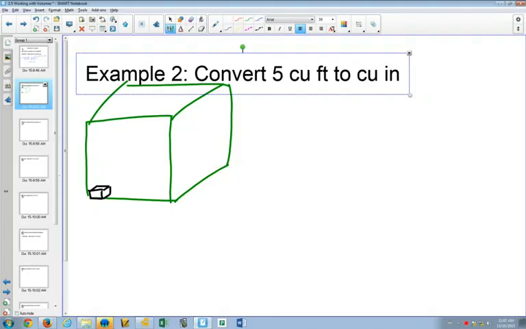So now we're going to go to our formula sheet and see, is there a conversion between cubic feet and cubic inches? Yes. Where is it? It's under volume. We see that 1 cubic foot is equal to 1,728 cubic inches.